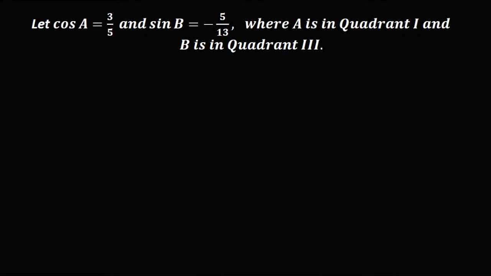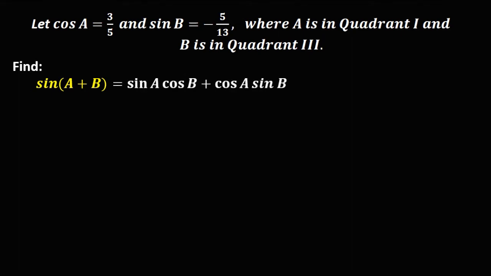So we have this problem. Let cosine A be equal to 3 over 5 and sine B be equal to negative 5 over 13, where A is in quadrant 1 and B is in quadrant 3. Then find sine A plus B. This sine A plus B is equal to sine A times cosine B plus cosine A times sine B.